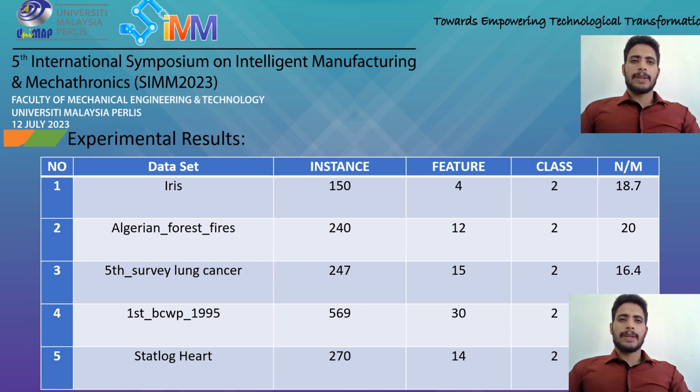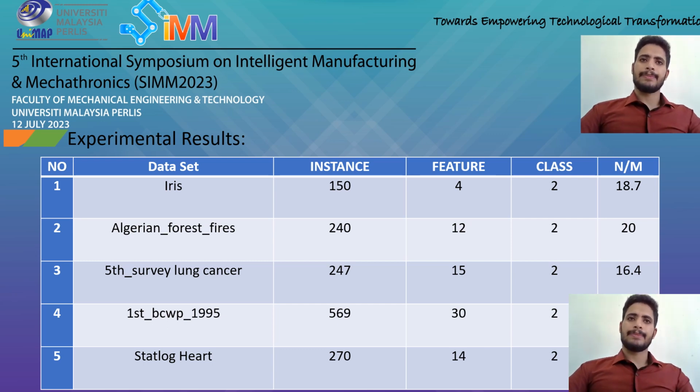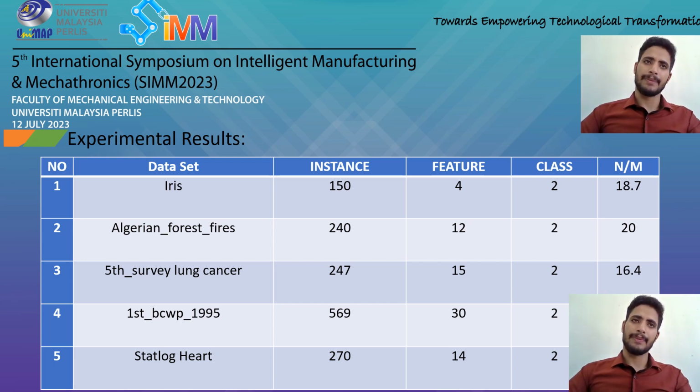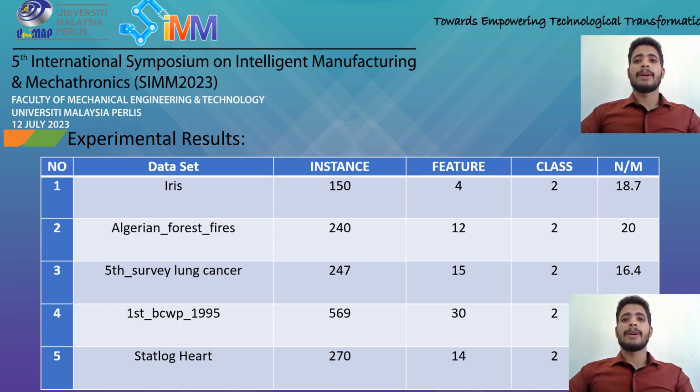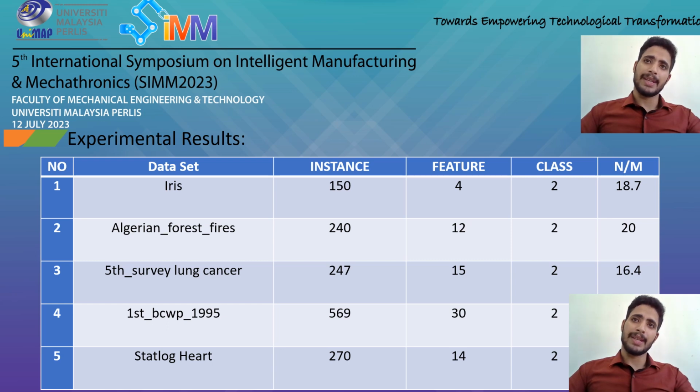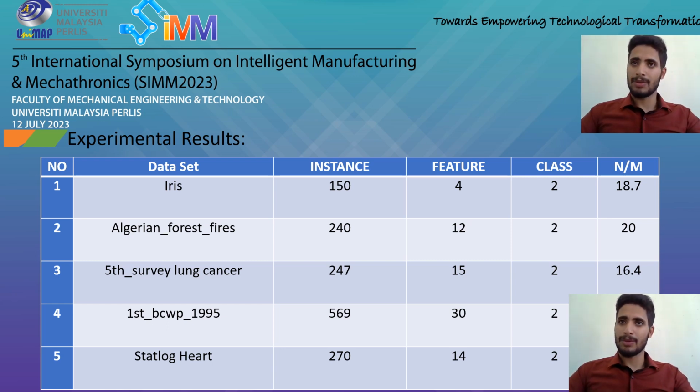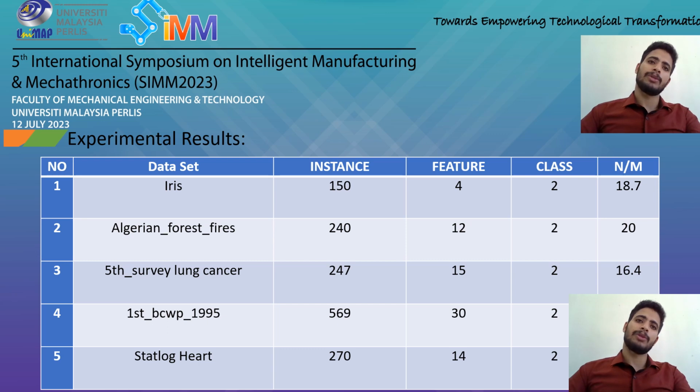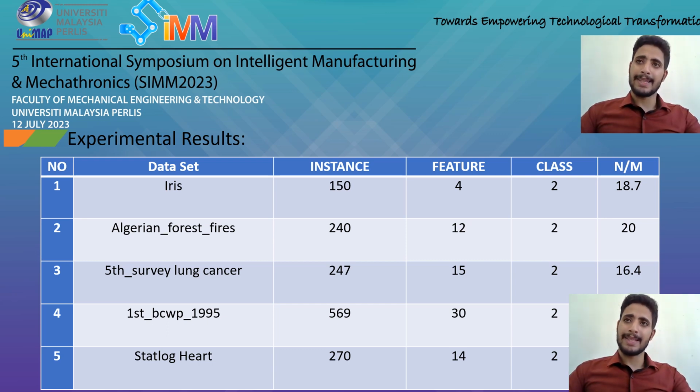So here, to assess the performance of ELM and KNN, we conducted experiments on multiple datasets. We used Iris and this list of datasets here, with different numbers of instances and numbers of features. Also the classes; that is the only common thing between all these 5 datasets.